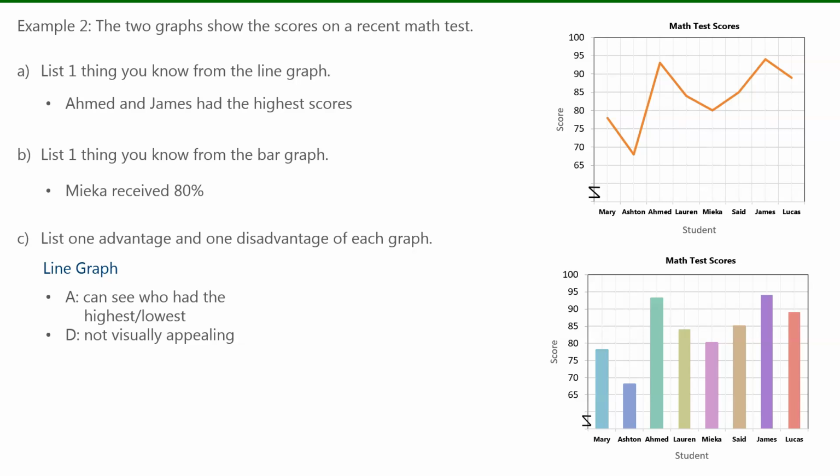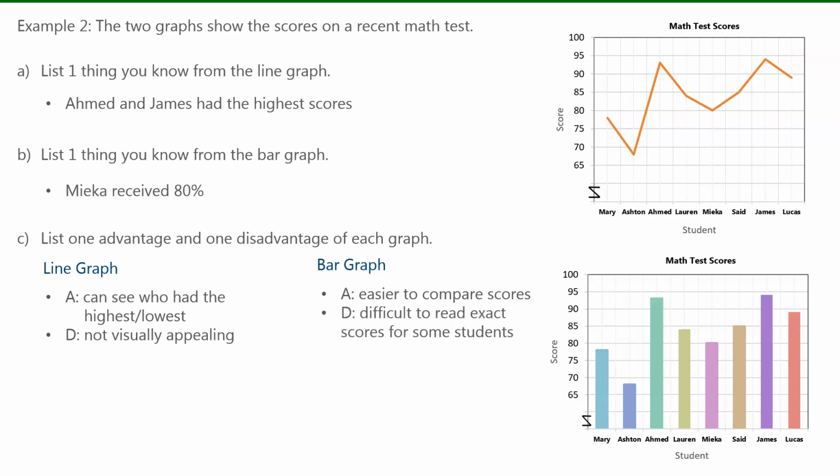But a disadvantage is that it's not very visually appealing. My eyes are not drawn to that graph, unlike the bar graph where I see all the different colors. I like the look of the bar graph more, definitely in this case. One advantage and one disadvantage of a bar graph? Well, an advantage is that it's easier to compare scores. So I can compare the scores between the students. I can see who had the highest, who had the lowest, what two scores were close, and so on.